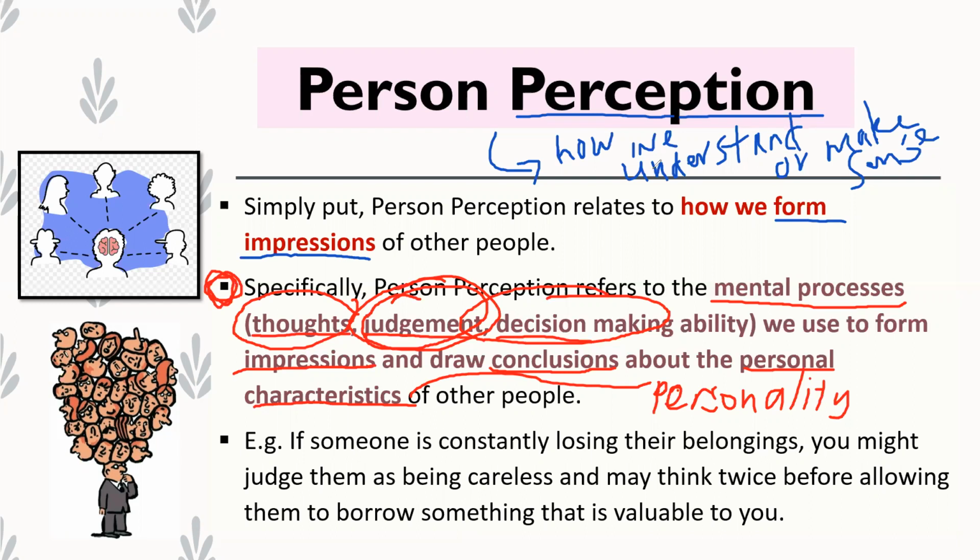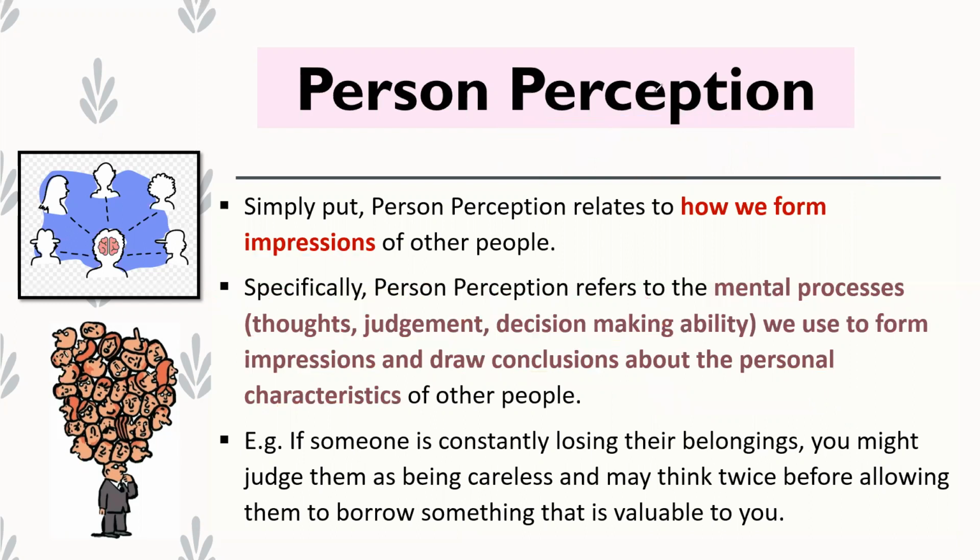So person perception influences our judgments and influences our behavior. Okay, even though person perception is simply about the mental processes, it obviously influences our behavior. So in this case, I will say no to that person borrowing my valuable item. Okay, cool. And obviously, because it influences our behavior, it influences how you eventually treat that person as well. Okay, so that's person perception.